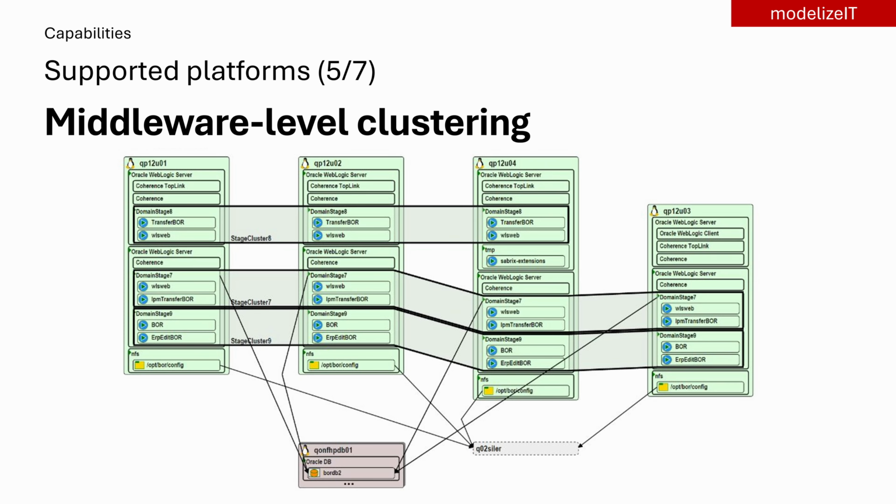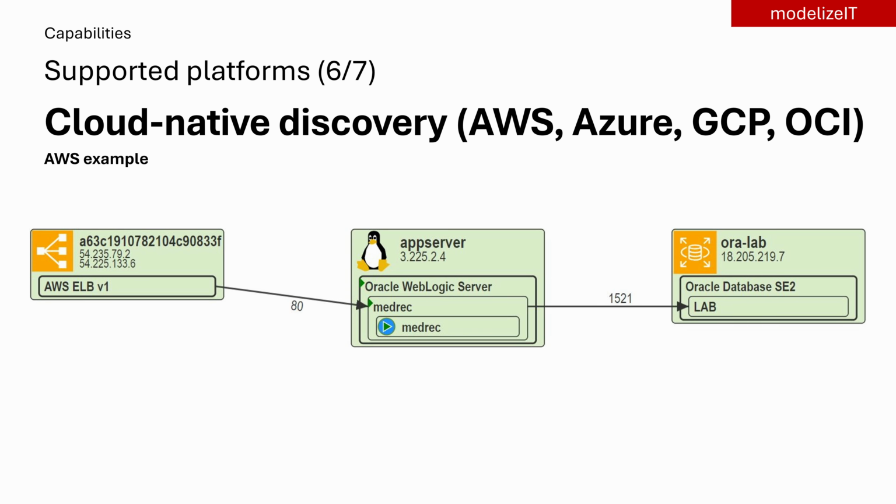modelizeIT supports discovery of cloud-native resources, including those on AWS, Azure, GCP, and OCI. It focuses its analysis on the architecture of the business applications rather than simple inventory. In this diagram, we see an AWS Elastic Load Balancer forwarding requests to an Oracle WebLogic server running a Metarec application that uses the RDS Cloud-Native Oracle database. Thus, in-server details are combined with cloud-native architecture details.